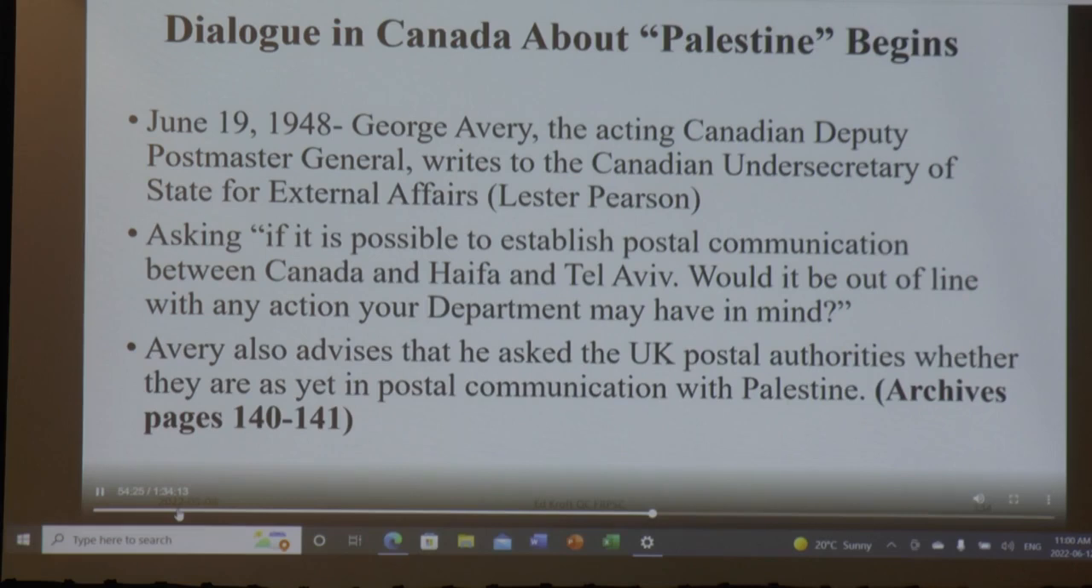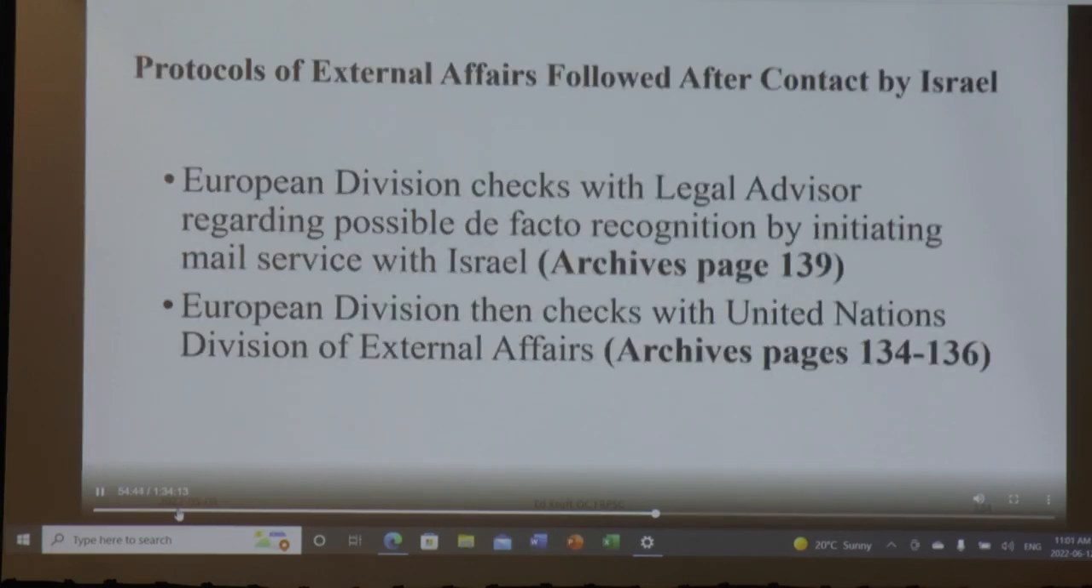So George Avery, the acting Canadian Postmaster General, writes to Lester Pearson, who's the Undersecretary of State for External Affairs, and he says, is it possible to establish postal communications between Canada and Haifa and Tel Aviv? And Avery said, we're also writing to the UK. Well, all of a sudden, External Affairs gets all excited.